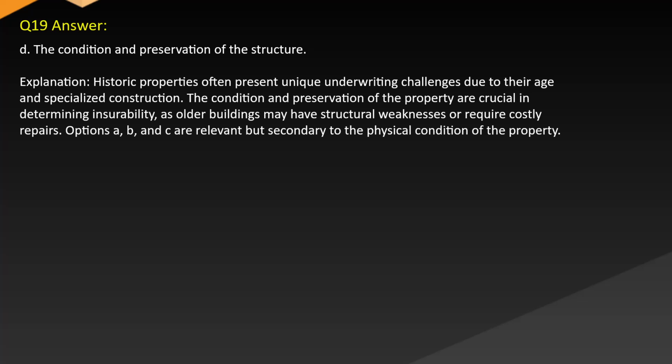Answer. D. The condition and preservation of the structure. Explanation. Historic properties often present unique underwriting challenges due to their age and specialized construction. The condition and preservation of the property are crucial in determining insurability, as older buildings may have structural weaknesses or require costly repairs. Options A, B, and C are relevant but secondary to the physical condition of the property.